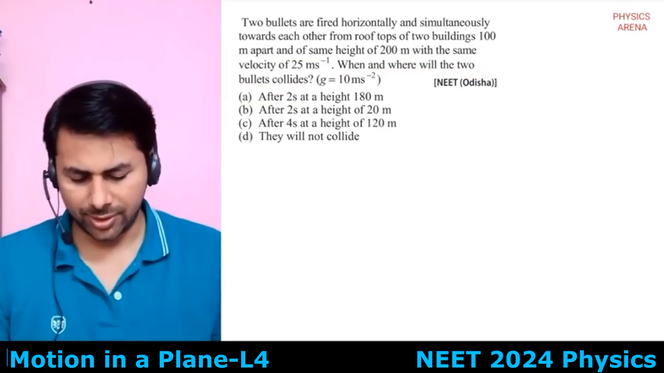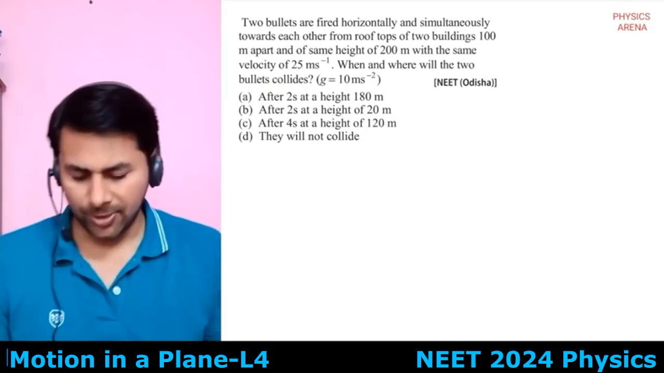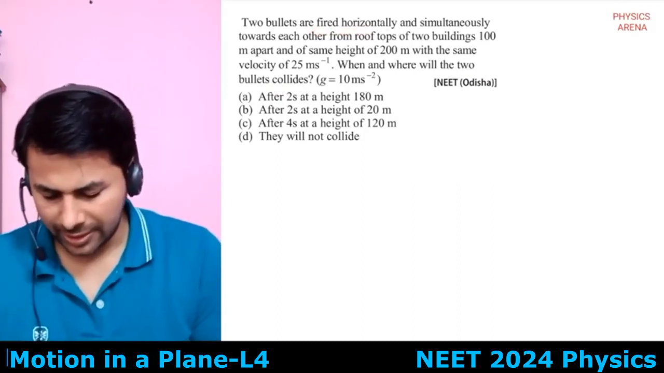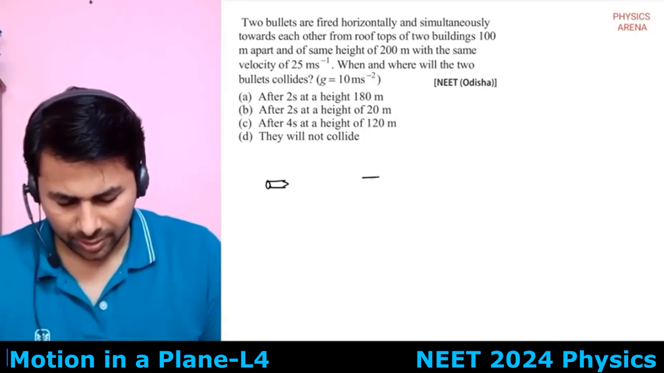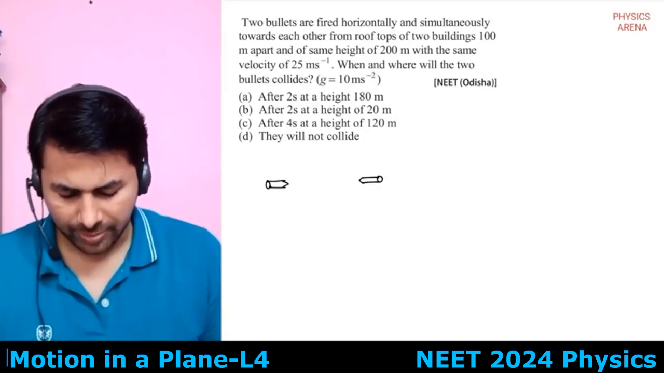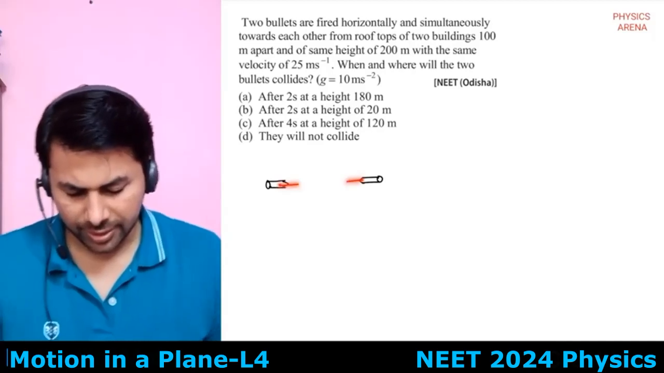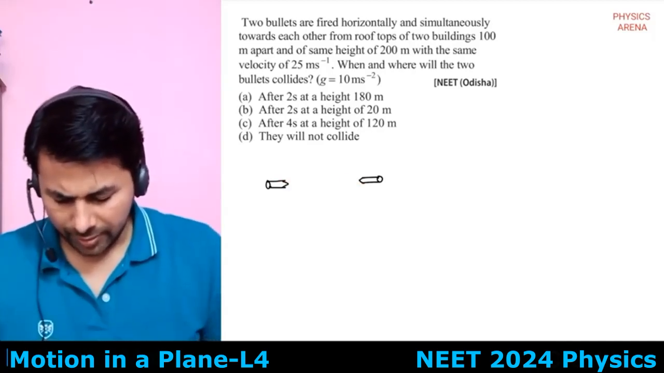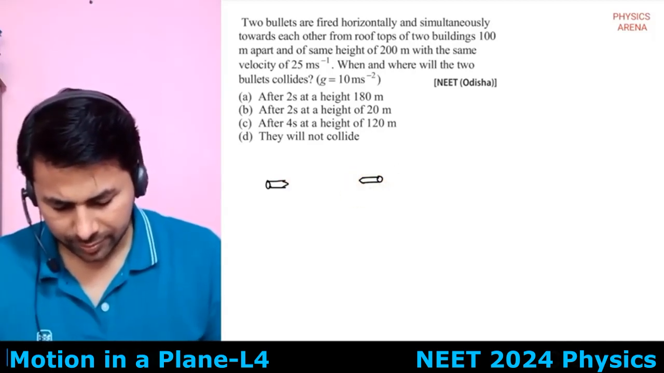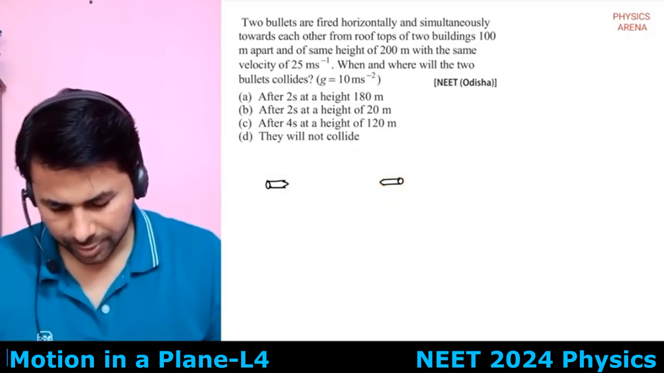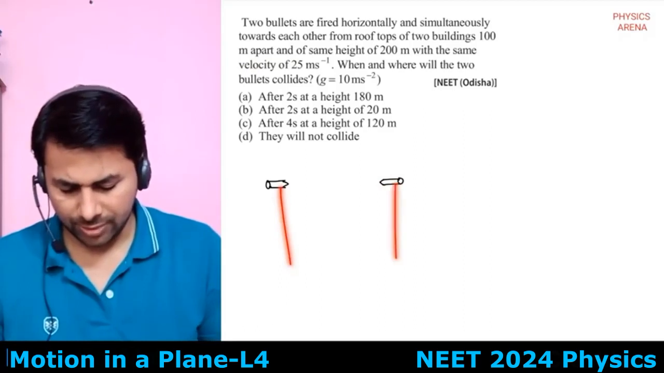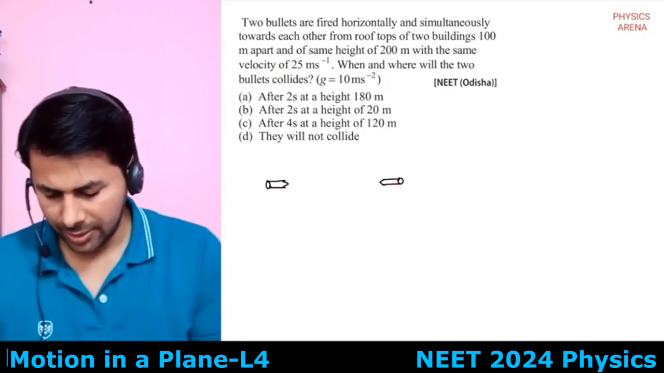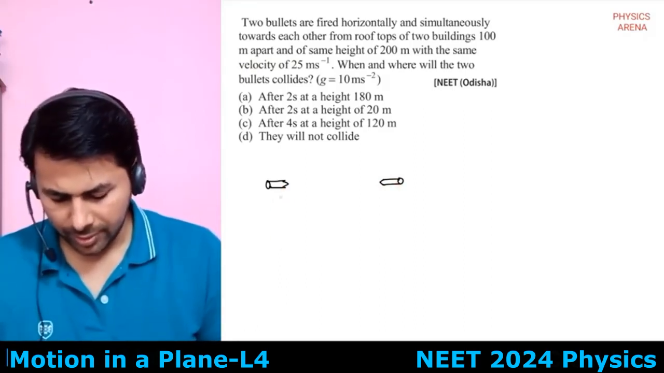This is the question. You are firing two bullets, and they are fired horizontally. This is one bullet, this is another bullet. They are fired horizontally like this, from two buildings which are 100 meters apart. So the initial distance between them is 100 meters.